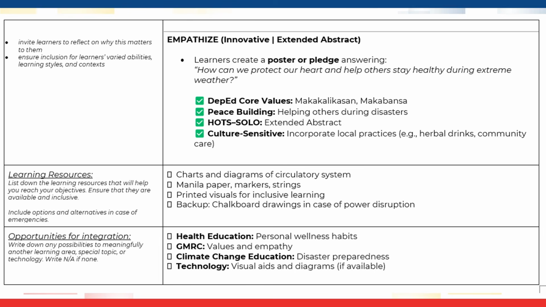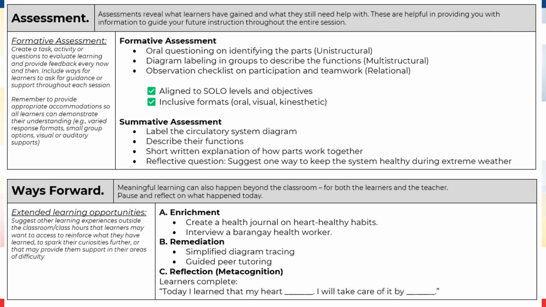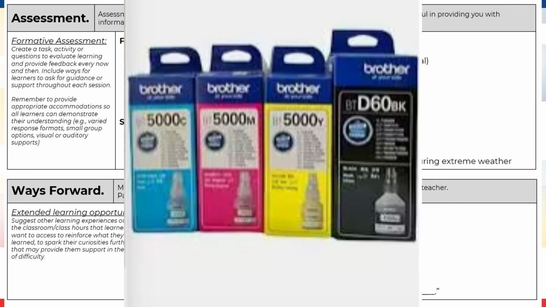of the community. Then we have the formative assessment. We have oral questioning, diagram labeling, observation checklist. Then summative assessment to label the circulatory system, describe their functions, short written explanation of how parts work together, and reflective questions where they will suggest one way to keep the system healthy during stormy weather. Then the ways forward.